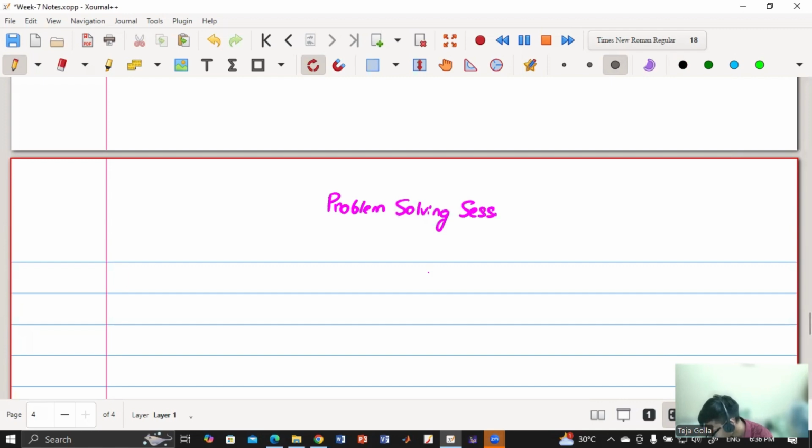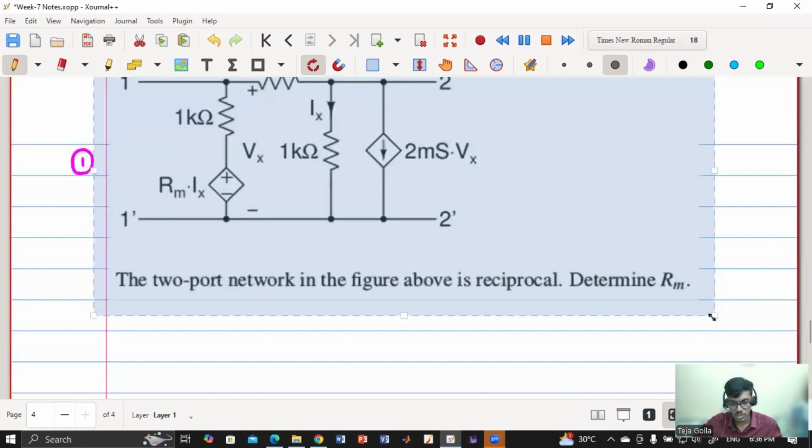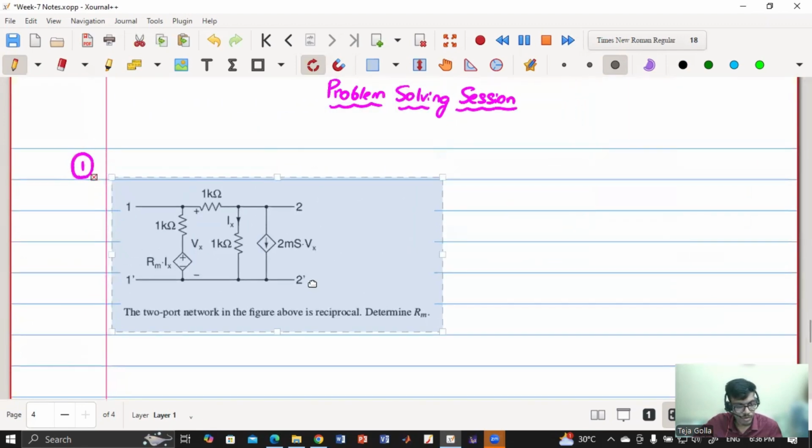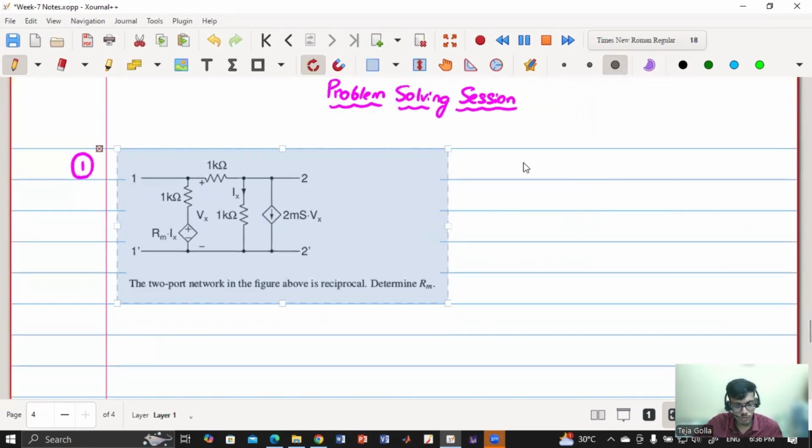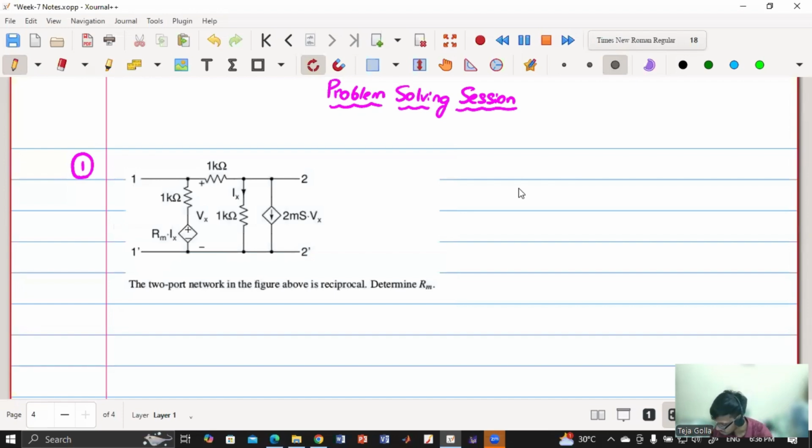So in the first question, they have asked what is the value of Rm such that the circuit is reciprocal. So this is the question they're asking, determine the value of Rm. Once we determine the value of Rm, that will be used to find the H parameters. So the condition is H12 equals minus H21 for the circuit to be reciprocal. This is the condition that we have to apply to find the value of Rm.